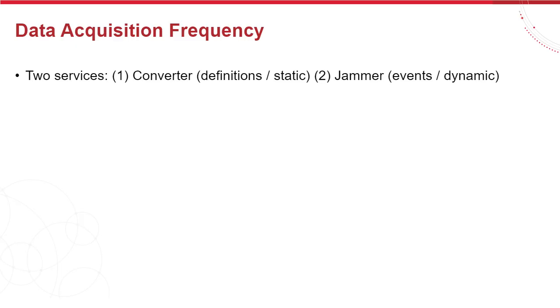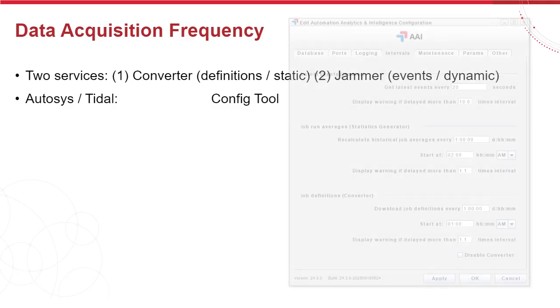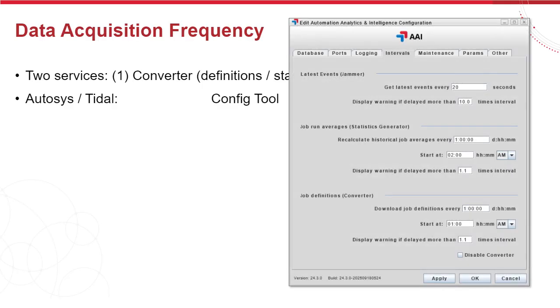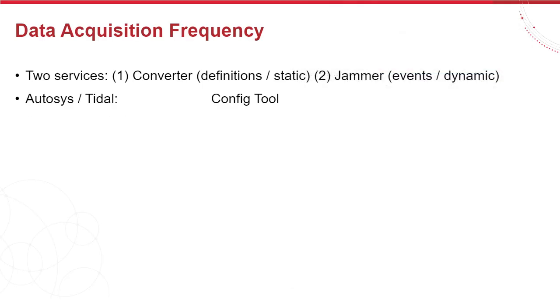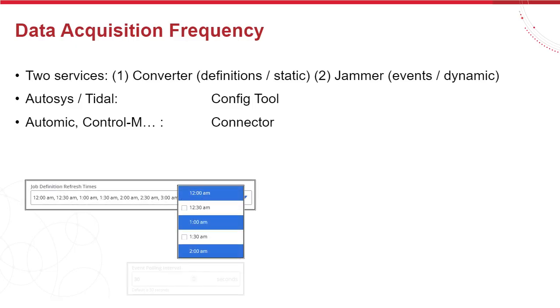Potentially tens of thousands of jobs execute every hour. The Jammer will run on a much tighter cycle, say 30 seconds. Cycles are defined differently based on the scheduler. For the original integrations like AutoSys, polling frequencies are set once in the config tool and apply to all instances of both AutoSys and Tidal. For Atomic, Control-M, ESP, and Airflow, polling frequencies are set at the level of the connector. This means each scheduler can have its own polling frequencies.